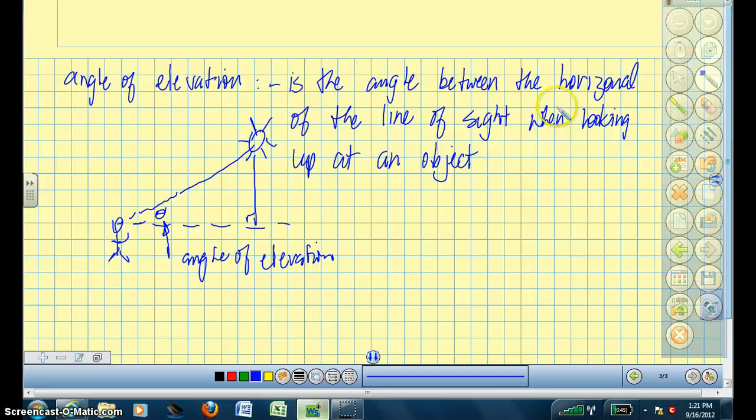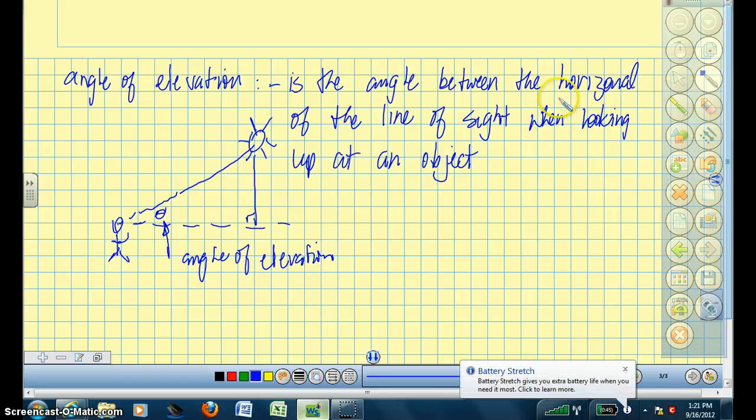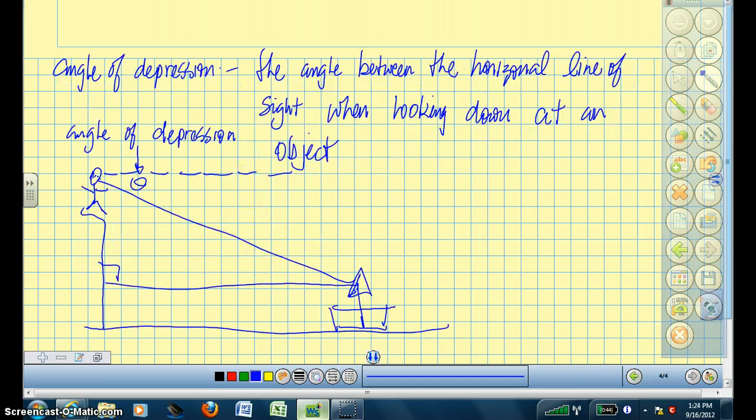Now I just want to go through a couple of definitions before we start looking at some examples. The first definition is the angle of elevation. It's the angle between the horizontal of the line of sight. So here's the person's line of sight when looking up at an object. So let's say this particular person's looking up at the sun, right? And here's the horizontal line of sight. This angle over here would be considered the angle of elevation.